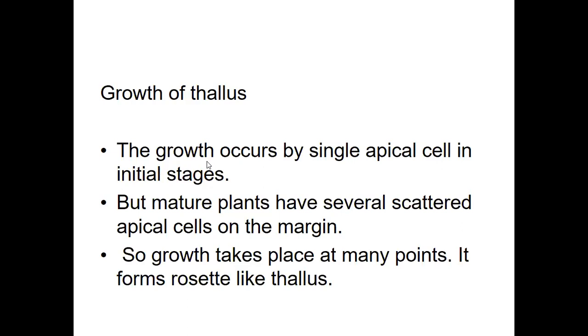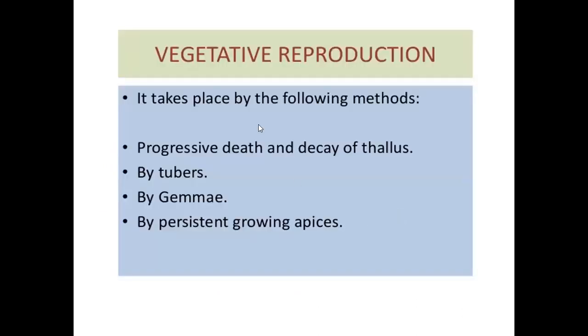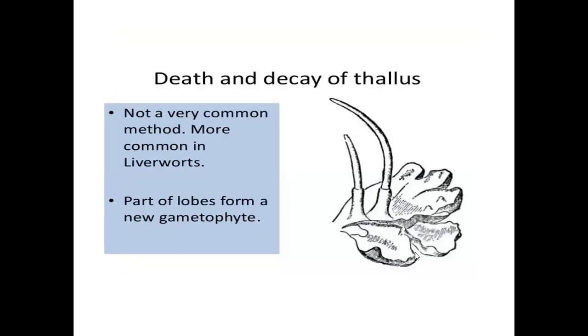Now, the growth of the thallus always takes place with the help of a single apical cell in the initial stages, and later on these apical cells keep on dividing and form the rosette-like thallus. Now, when we talk about vegetative reproduction, it is carried out in the following methods. One is by the death and decay of the thallus. That is, when the thallus dies, some of the buds or some of the cells of the thallus have the capacity to regenerate and develop the entire thallus, or it can be with the help of tubers.